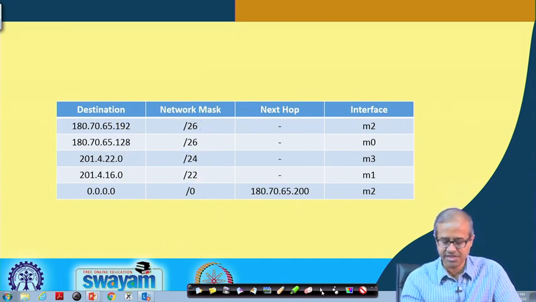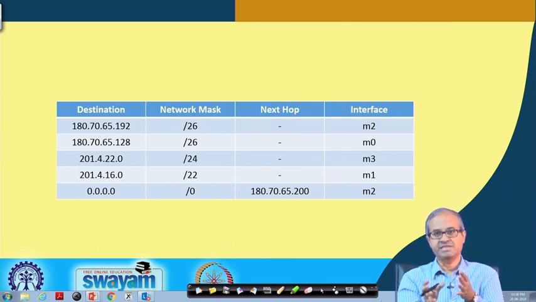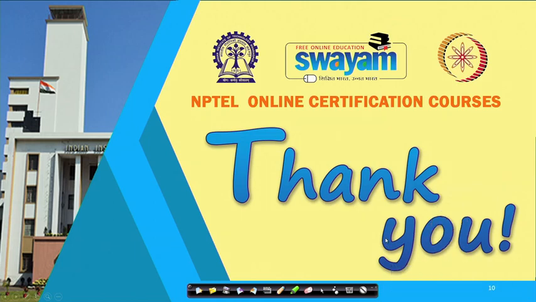Actually, in this way, if I give you a networking scenario or a routing table, you will be able to calculate and decide how the packets are getting forwarded. If I give you a destination address, you will be able to tell how the matching is taking place in the routing table and how the packets will get forwarded. So, with this I come to the end of this lecture.